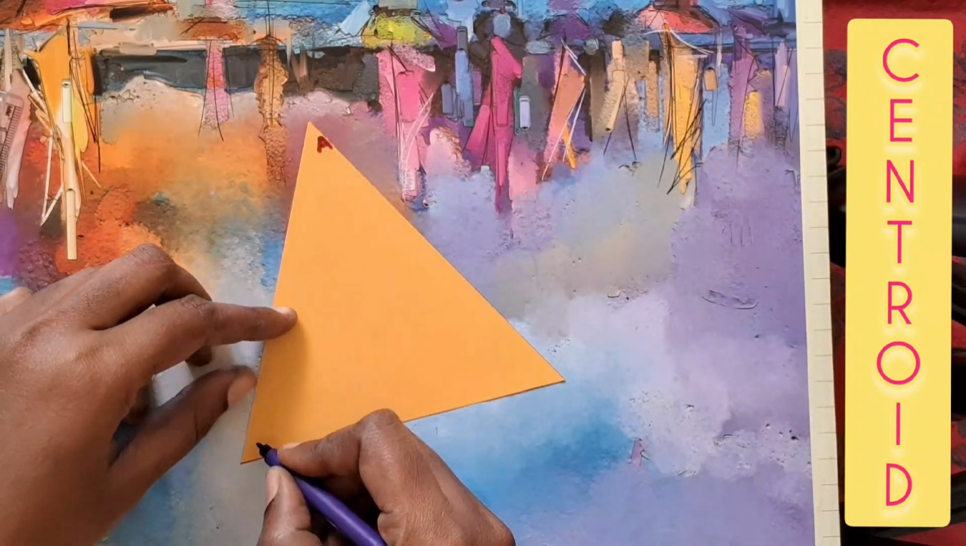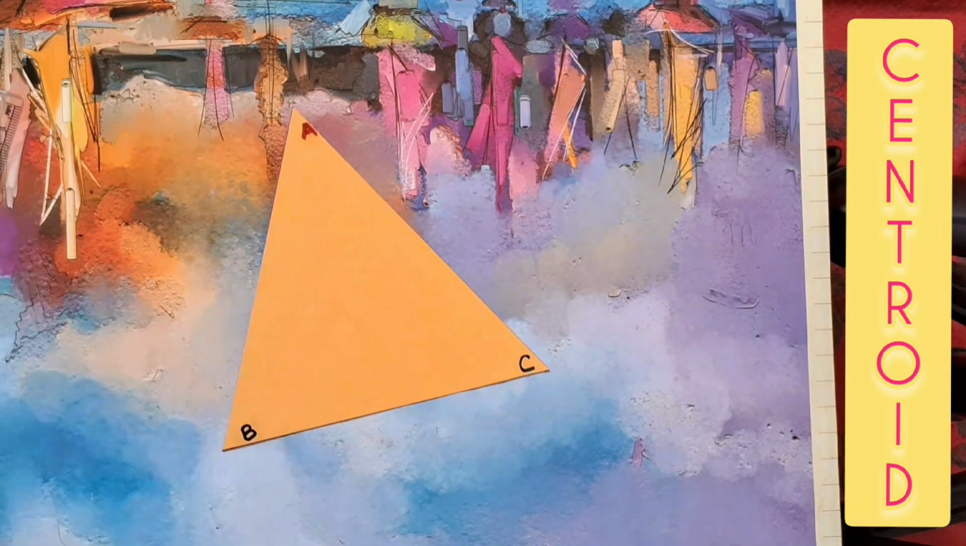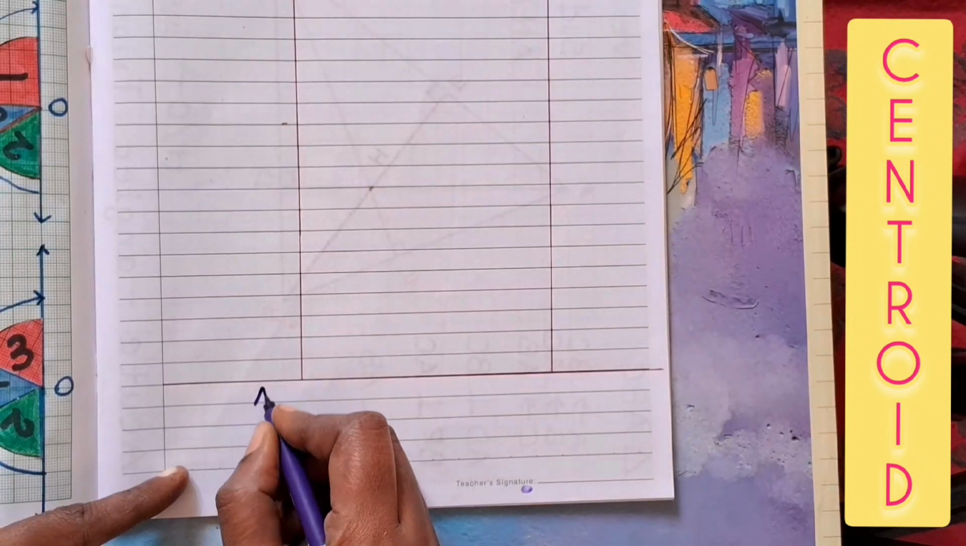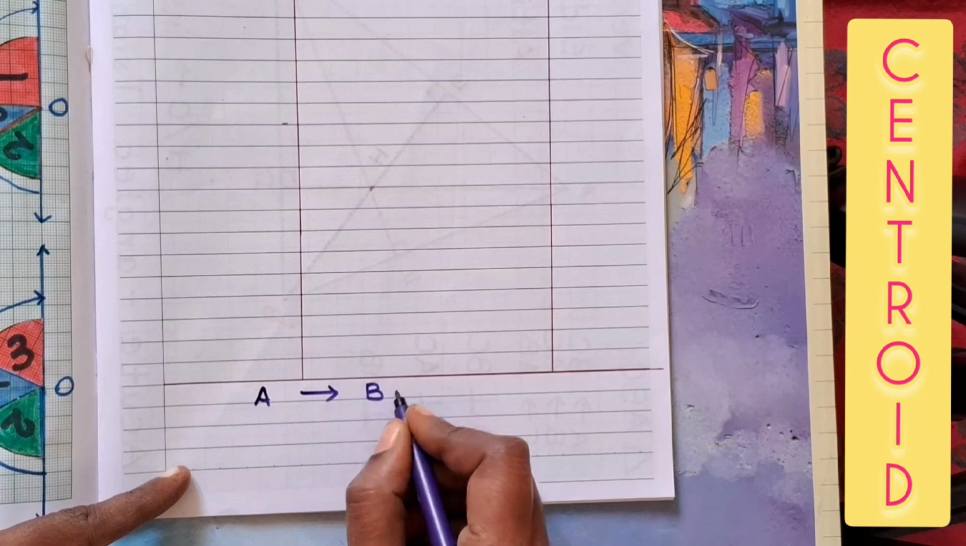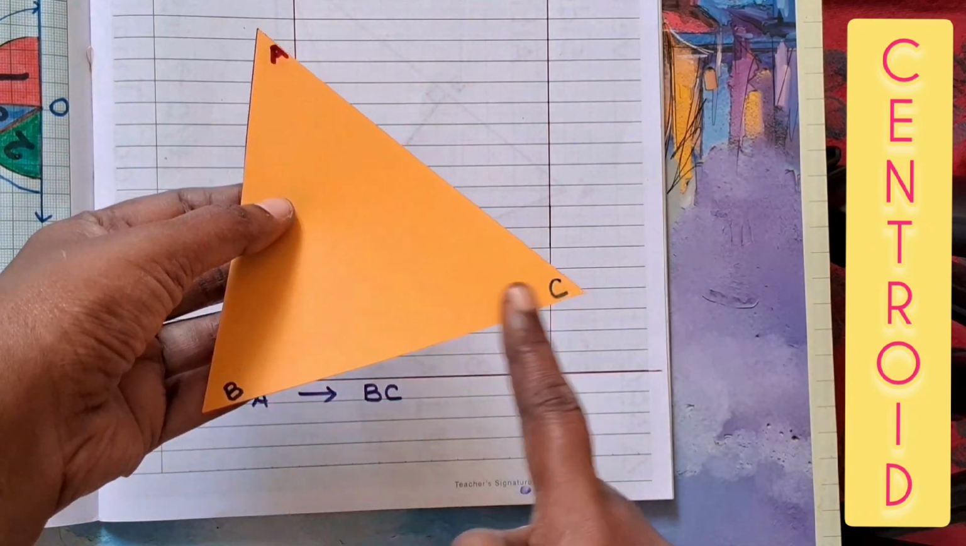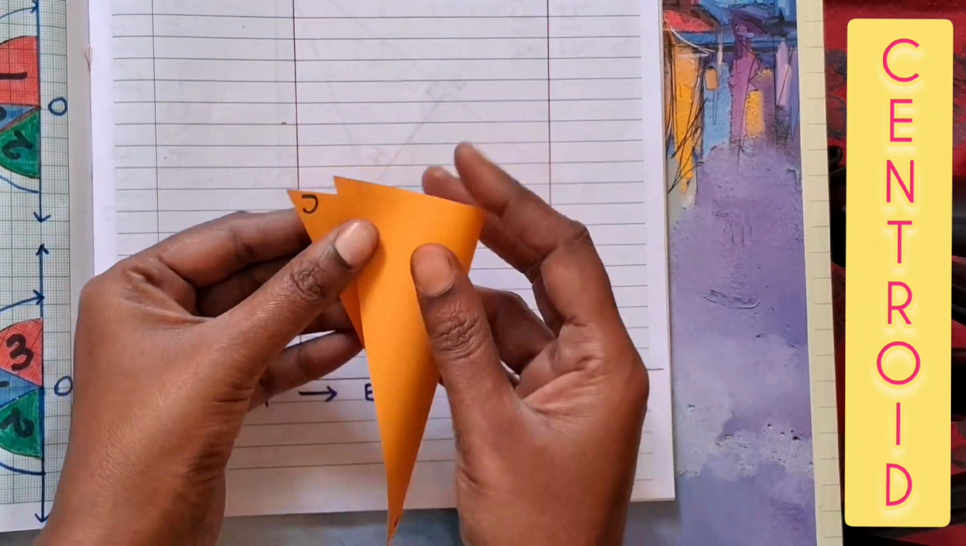Please take a piece of paper, draw a triangle on it and then cut along the lines of the triangle. Name the vertices of the triangle as A, B and C. To create a first median, we need to draw the straight line joining the vertex A to the midpoint of the opposite side BC. So we need to create a midpoint on side BC.